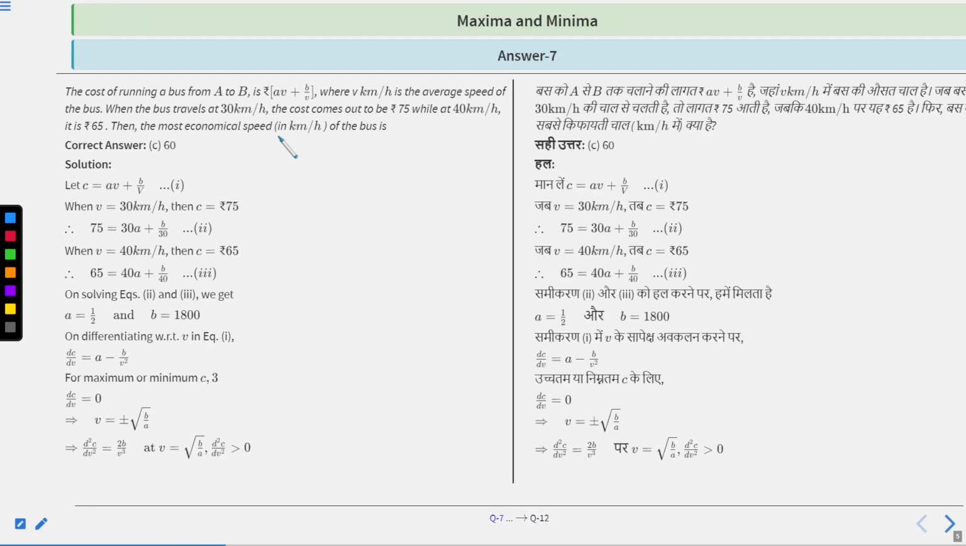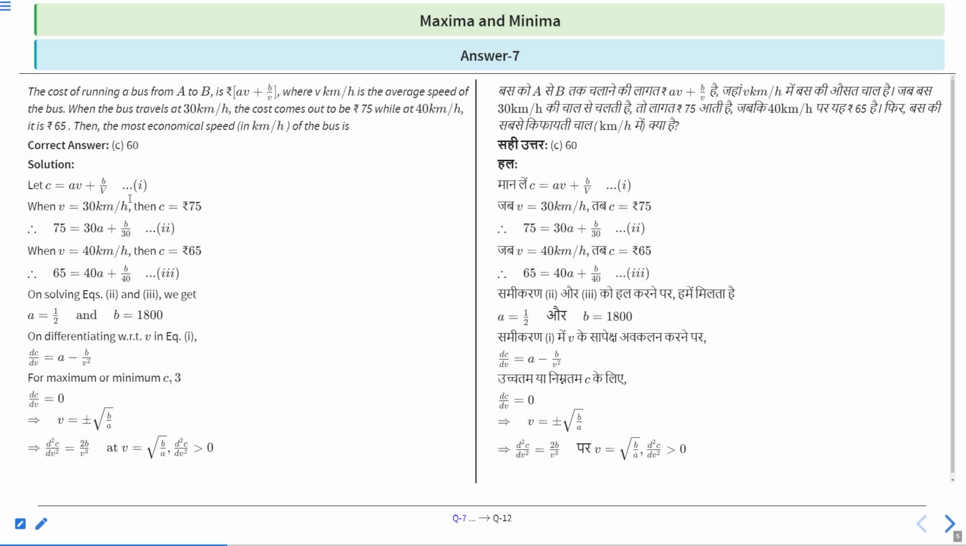Okay, let's move to the solution part. Here C is given as AV plus B by V, equation 1. When V is equal to 30 km per hour, then C is equal to 75. Therefore, 75 is equal to 30A plus B by 30, equation 2. When V is equal to 40 km per hour, then C is equal to 65. Therefore, 65 is equal to 40A plus B by 40, equation 3. Now, on solving equations 2 and 3, we get A is equal to 1 by 2 and B is equal to 1800, right?